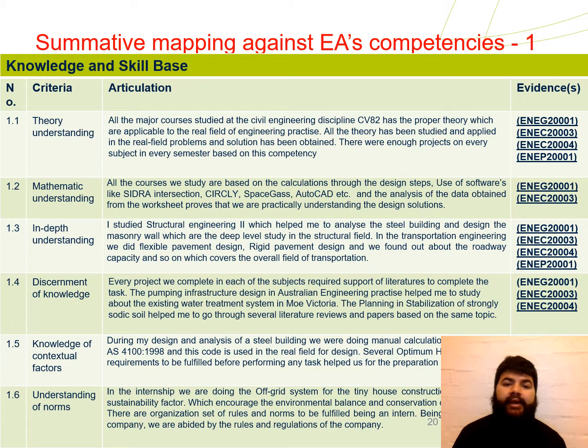Summative mapping against EA competencies 1. Theory understanding: all the major courses studied in the civil engineering discipline CV82 have the proper theory which is applicable to the real field of engineering practice. Mathematical understanding: all the courses we study are based on calculation through the design steps. In-depth understanding: I studied structural engineering too, which helped me to analyze the steel building and design the masonry wall, which are deep level study in the structural field.